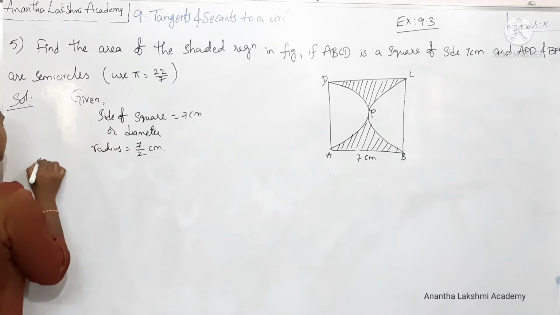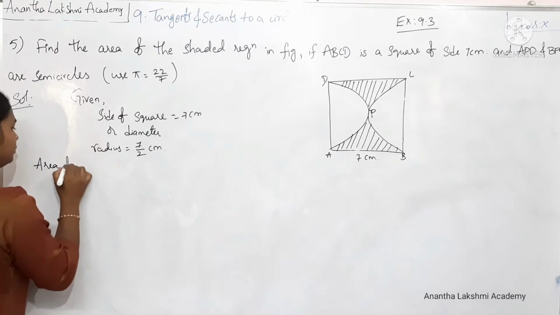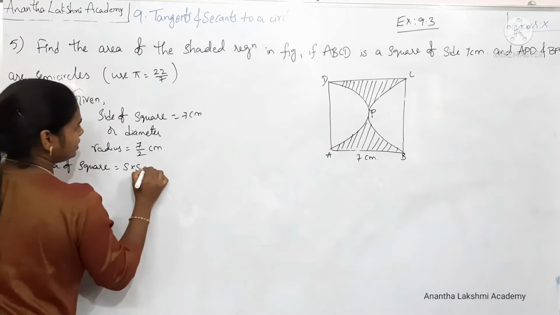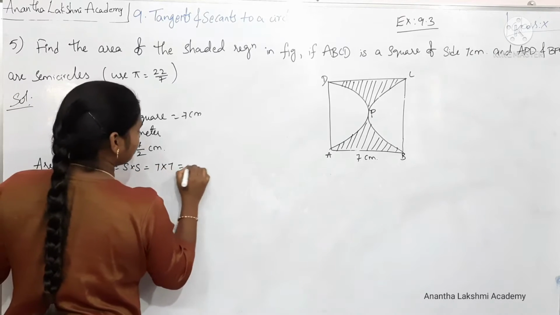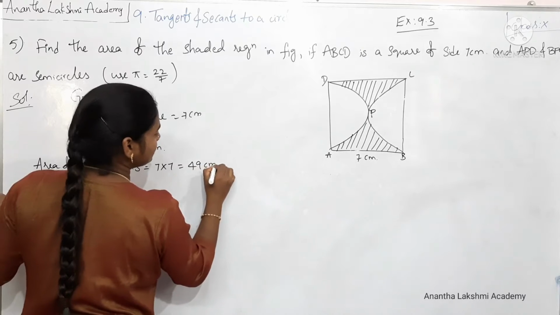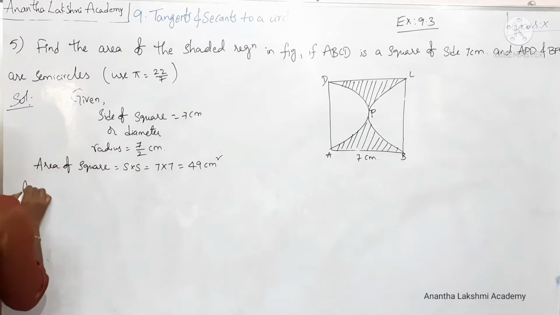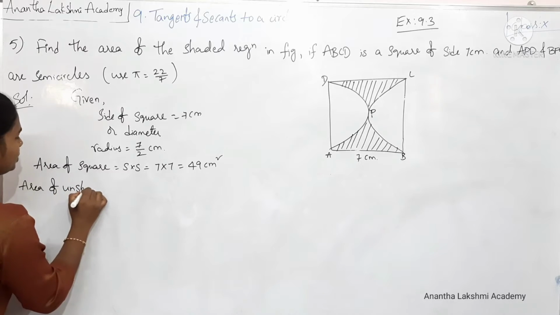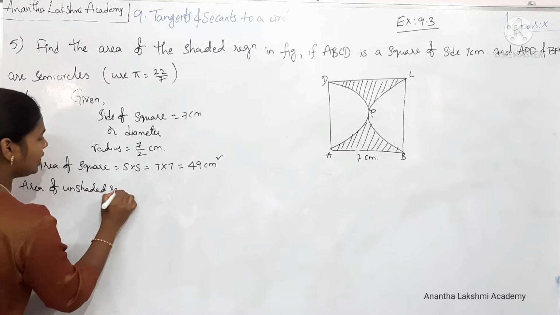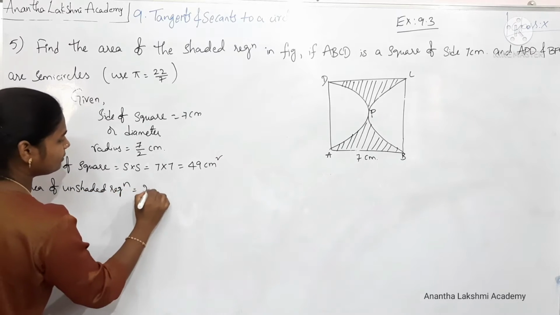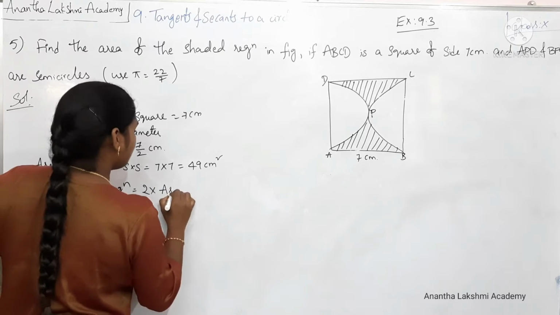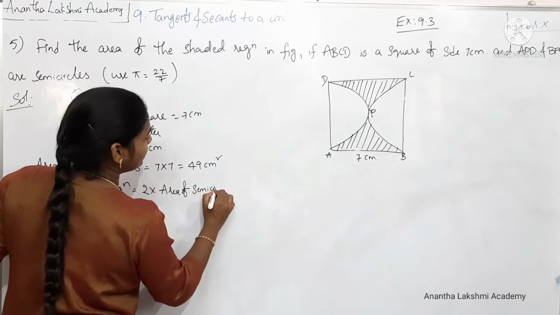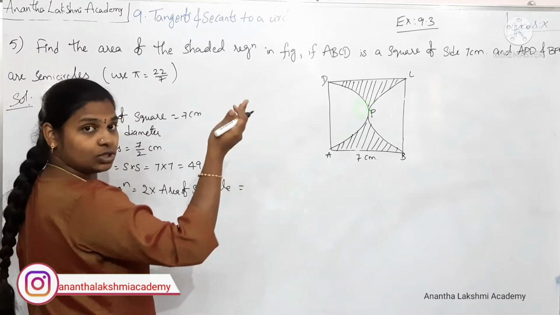Now, area of a square is equal to side into side. So 7 into 7, which becomes 49 square centimeters. So area of unshaded region, or area of the 2 semicircles, is nothing but 2 into area of semicircle. Why is it 2 times? Because we have 2 semicircles.